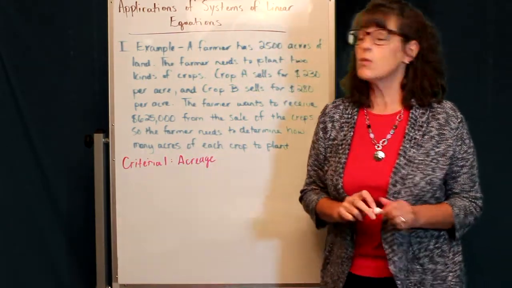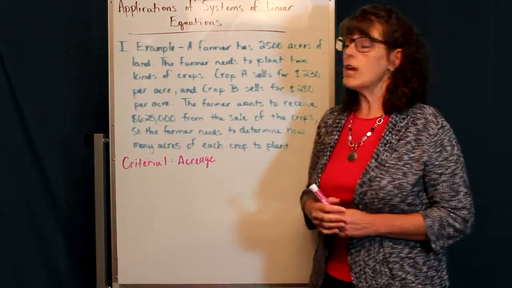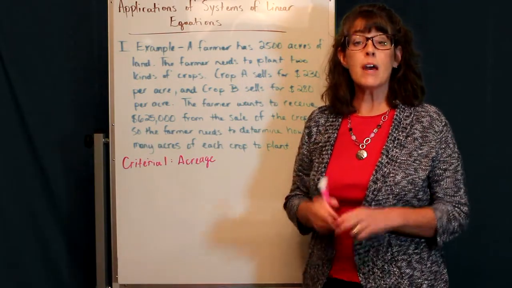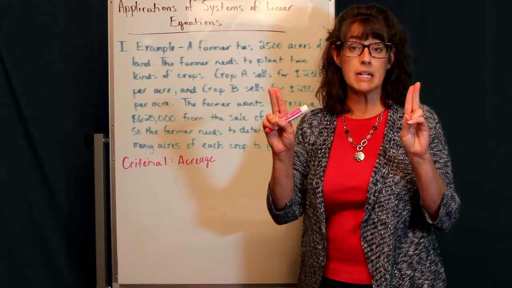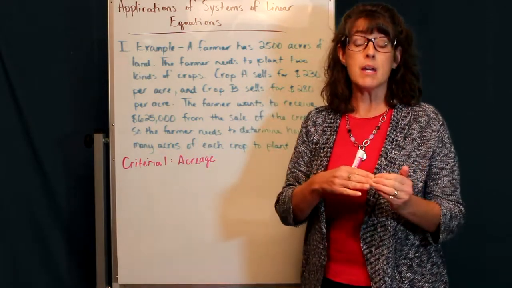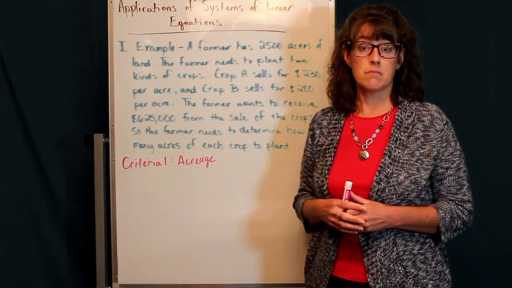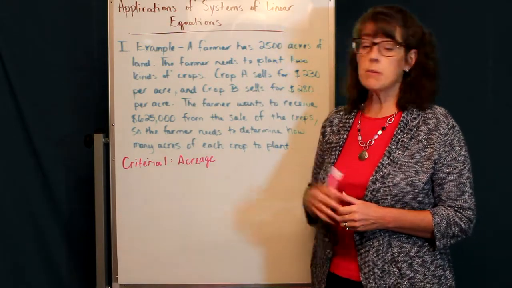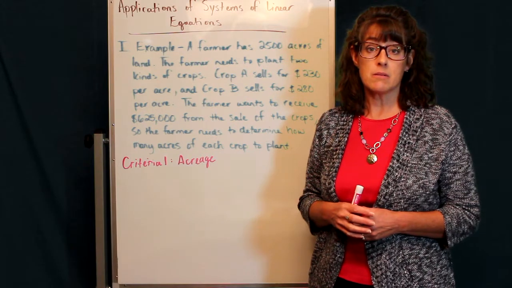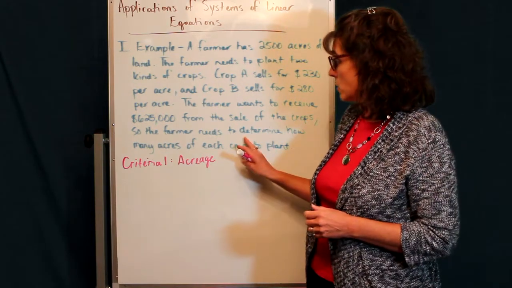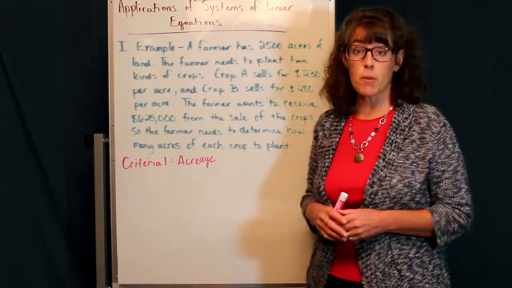So let's go with the acreage concept here. 2,500 acres of land to plant. We have two types of crops that we're going to be planting in this, crop A and crop B. Now, does it say how many acres of crop A are going to be planted? Nope. Does it say how many acres of crop B are going to be planted? Nope. Matter of fact, that's the question. How many acres of each crop are going to be planted?